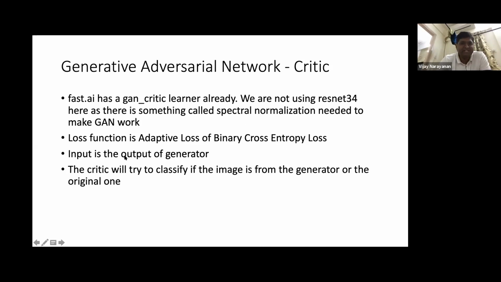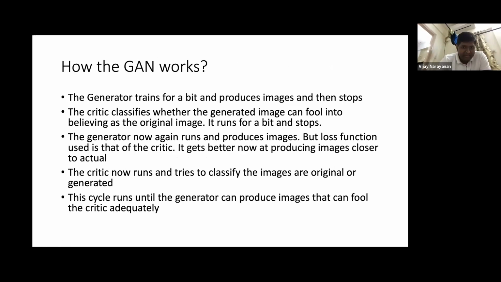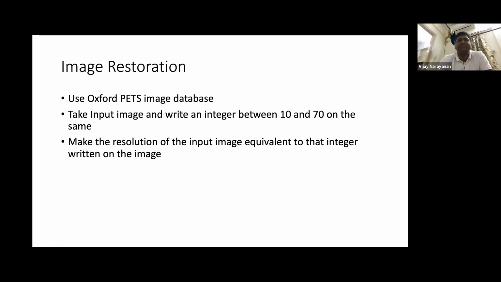So let us get into the workings of it. What we're going to use here is the Oxford Pets images. What we will do is take an image, and on that image write an integer, any integer between 10 and 70, and then we will save that particular image, making this number the quality of the image, right? So that's basically the crapify part of the low-res image that we're going to generate.